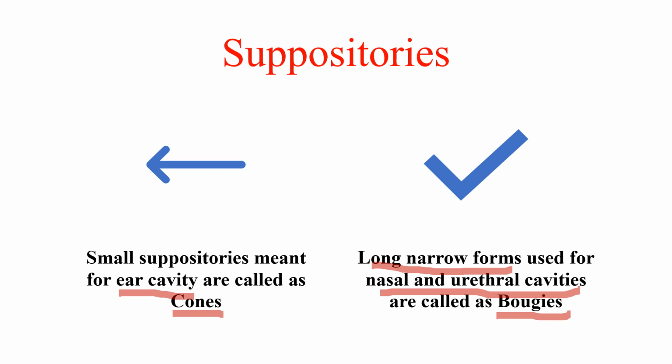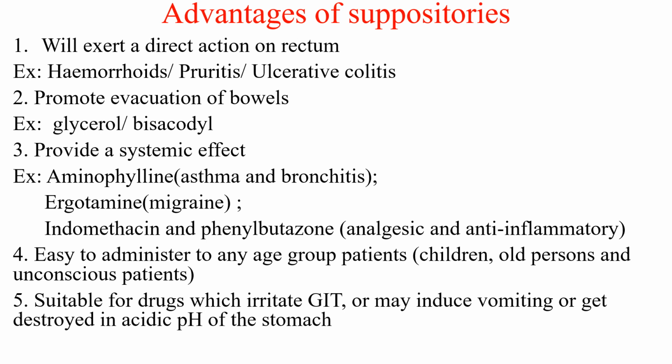B-O-U-G-I-E-S. Small suppositories meant for the ear are called cones. Long and narrow suppositories meant for the nasal and urethral cavities are called bougies. Now, what are the advantages of using these suppositories? You can discuss the advantage along with an example wherever it is asked. For example, the main advantage is that it exerts a direct action on the rectum, where there is a problem, like in conditions such as hemorrhoids, pruritus or ulcerative colitis. So when you give the drug as a suppository, it shows direct action on the rectum.